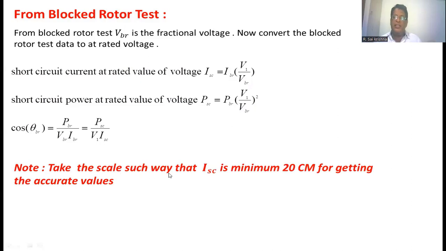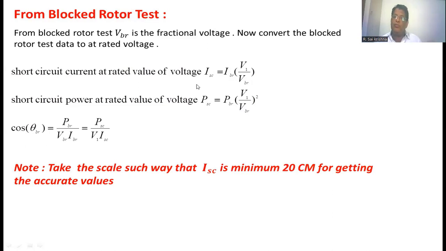Now take the scale in such a way that the short circuit current is minimum 20 centimeters for getting accurate values. Now we have the no load power factor of induction motor, no load current, and short circuit current taken by the induction motor if you apply the rated voltage, and the power factor of induction motor during the short circuit.